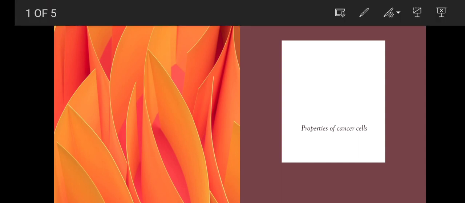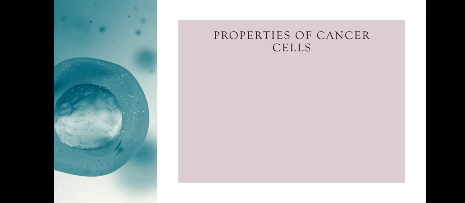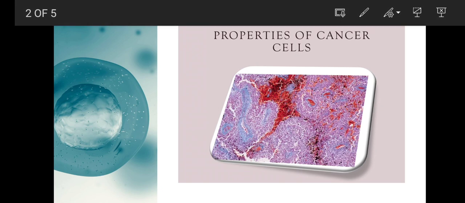So in the previous video we were discussing cancer and the HeLa cells. Now we will see the properties of cancer cells. Before moving forward, we will see an image of the invasion of normal tissue by a growing tumor.